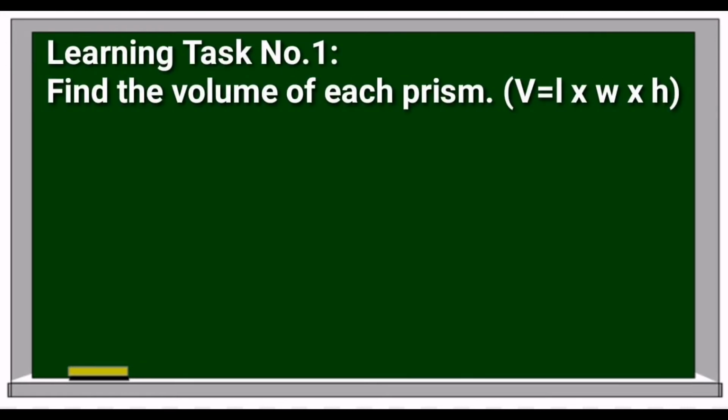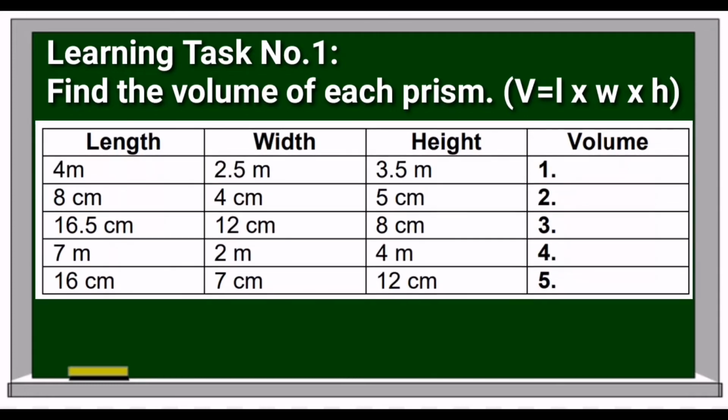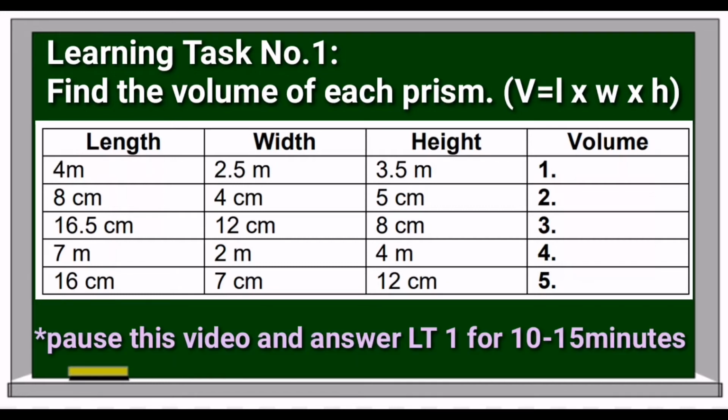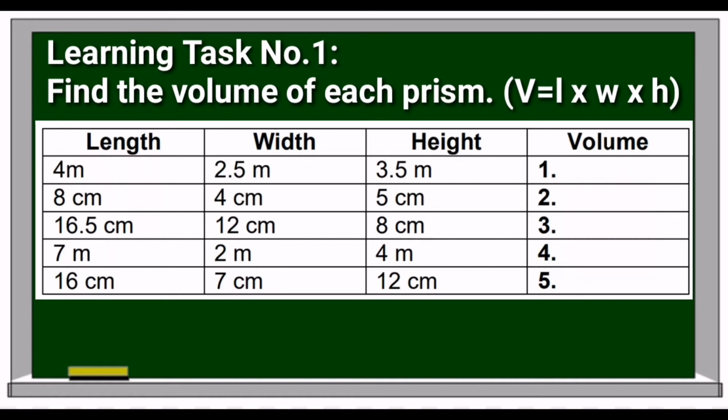Learning task number 1. Find the volume of each prism. You're going to use the formula V equals L times W times H. Pause this video and answer learning task 1 for 10 to 15 minutes. Good luck!